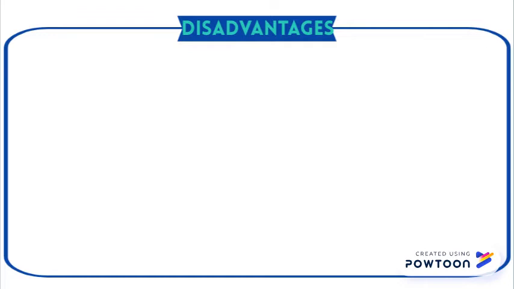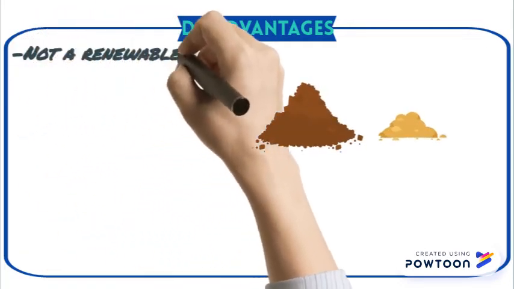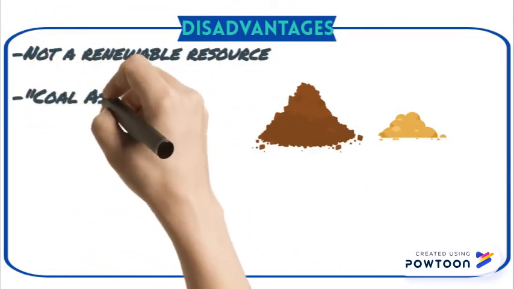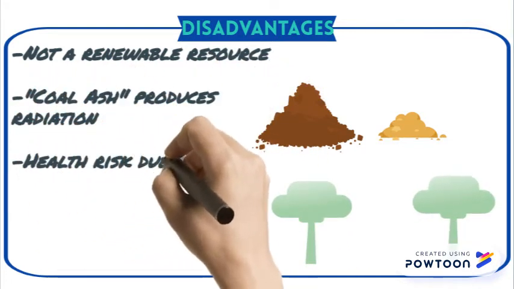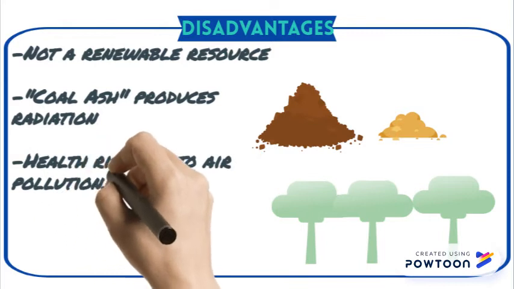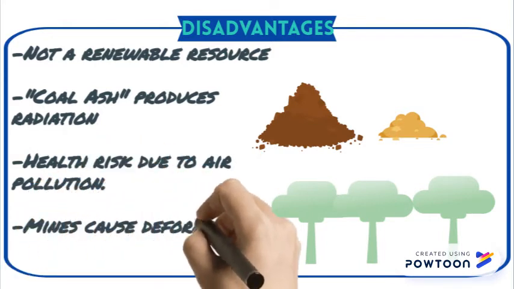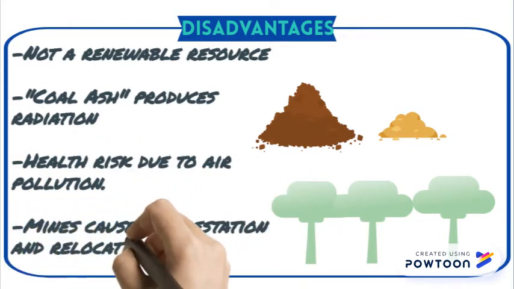Some of the disadvantages of using coal are that it is a non-renewable resource, and its ashes can create radiation, especially in areas surrounding the coal plants. Coal emissions are linked to serious health risks, and coal mines often cause relocation of people and deforestation.